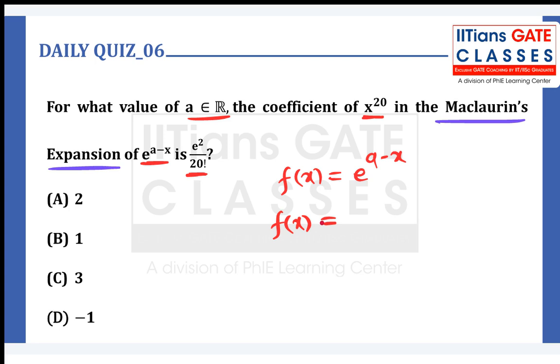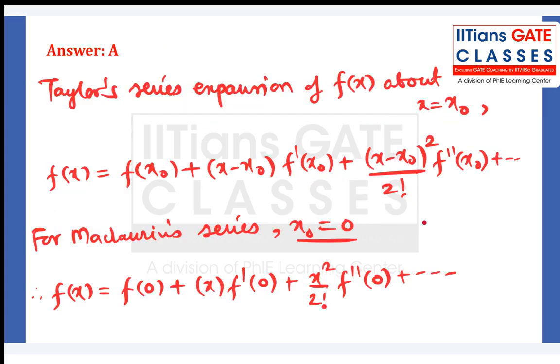But the easier part is, since e power a is a constant, you can write this as e power a multiplied by e power minus x. And since e power a is a constant, it will be present in every term in your Maclaurin series expansion. So basically, you are supposed to do this expansion only. Okay, so let's do that.